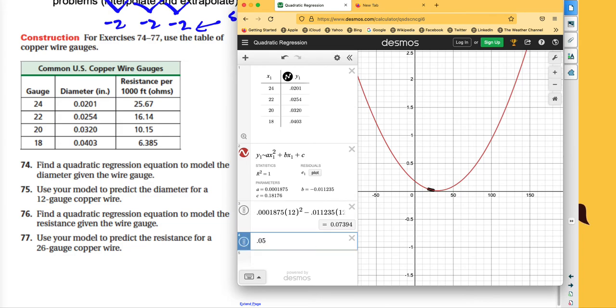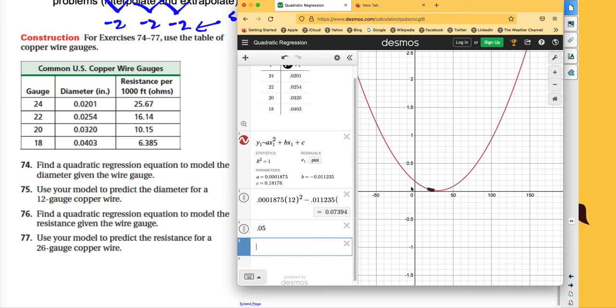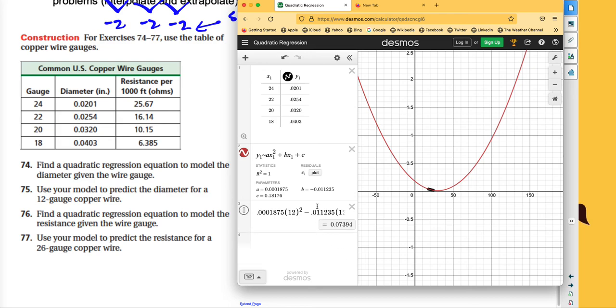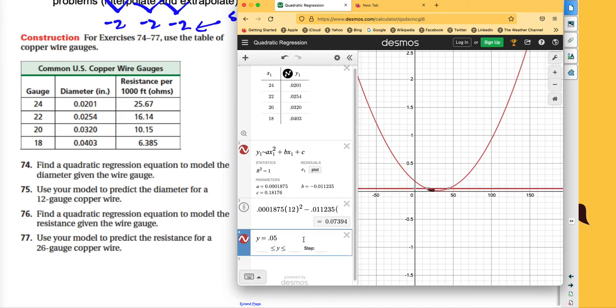Well, I'll show you a different way. Where's the line? It didn't graph. How do I get it to graph? I don't want an equation, I want a graph. Any Desmos experts? Do I have to type y equals? I guess so. If I type y equals 0.05, I can look at the graph and it'll tell me where they cross. So apparently 16 gauge wire is 0.05.